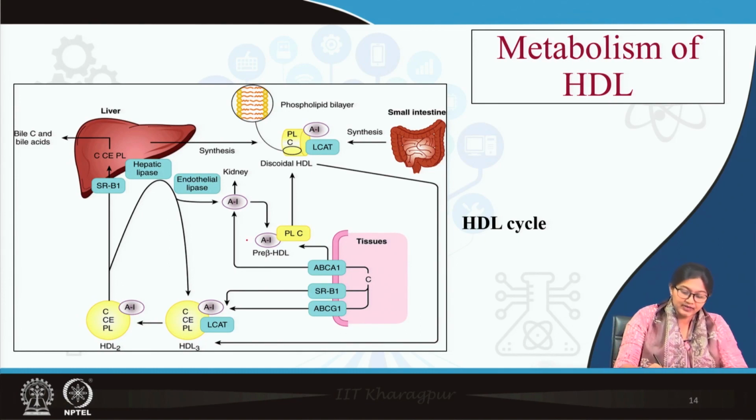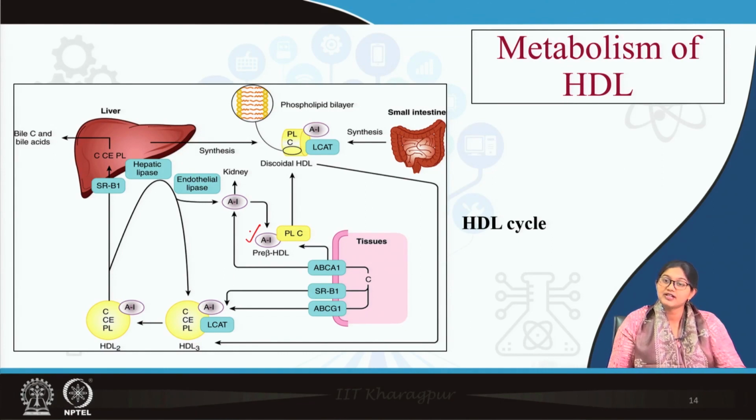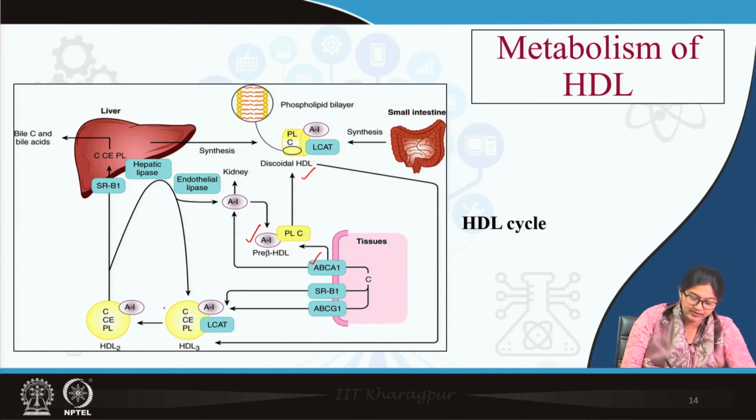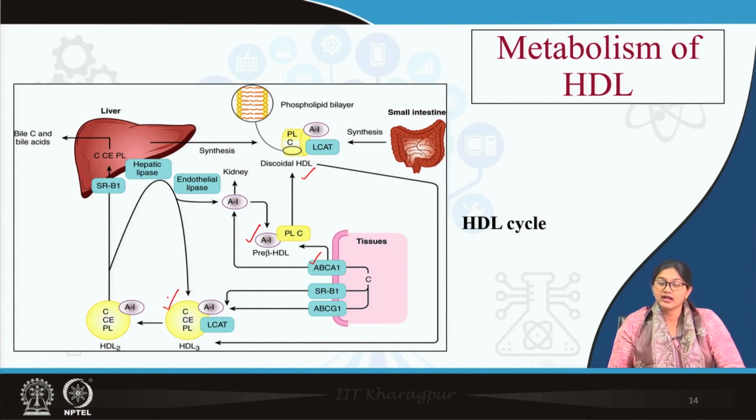So, once again we are back to the metabolism of HDL. You have seen that there is formation of pre-beta HDL. Pre-beta HDL takes up cholesterol from the extrahepatic tissue with the help of the transporter ABCA1, and it forms the discoidal nascent HDL form. Nascent HDL takes up more cholesterol ester and cholesterol from the extrahepatic tissue, and that cholesterol is esterified with the help of the enzyme LCAT, forming the HDL3 form of HDL molecule. Now, HDL3, remember, is a spherical form.